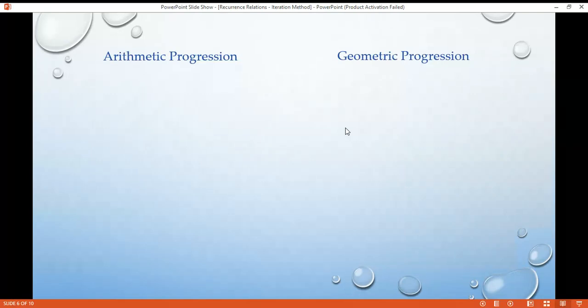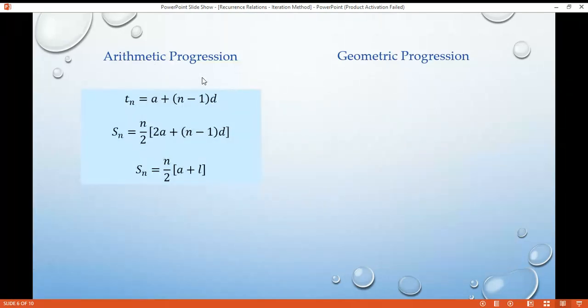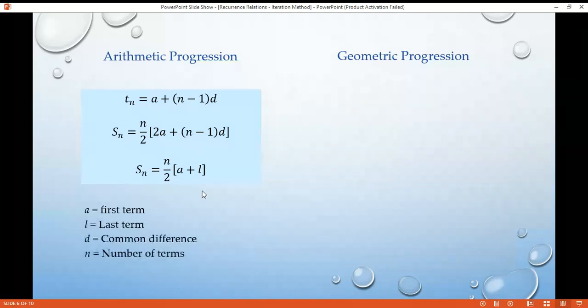First, using the iteration method we have to know some series, that is arithmetic progression and geometric progression, because we need these to solve the recurrence relation. In arithmetic progression, the nth term of the series is tn equal to a plus n minus 1 into d, where a is the first term, d is the common difference of the terms, and n is the number of terms. The sum of the series Sn is n by 2 into 2a plus n minus 1 into d. And if we know the first and the last term but not the difference, we can find the sum of the series Sn equal to n by 2 into a plus l. Here a is the first term, l is the last term, d is the common difference, and n is the number of terms. We need these in the solution of recurrence relations by the iteration method, so we have to know this.